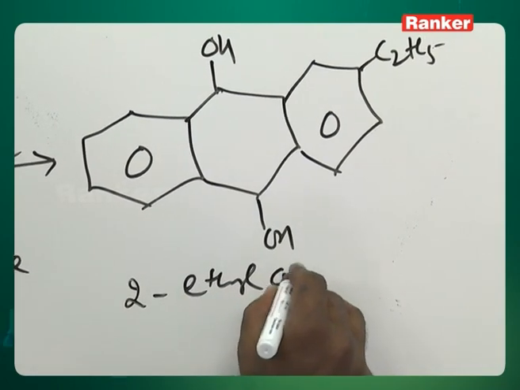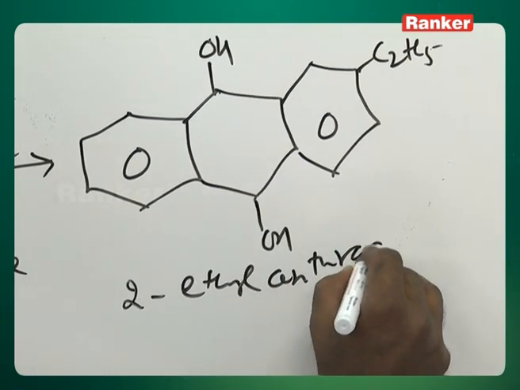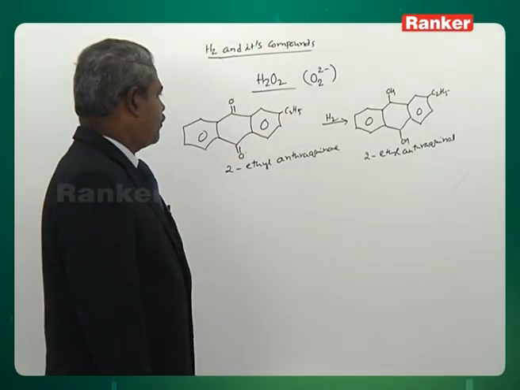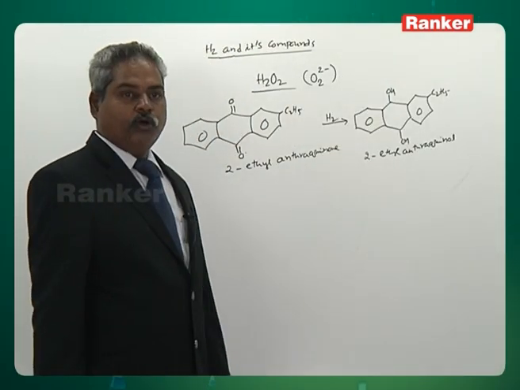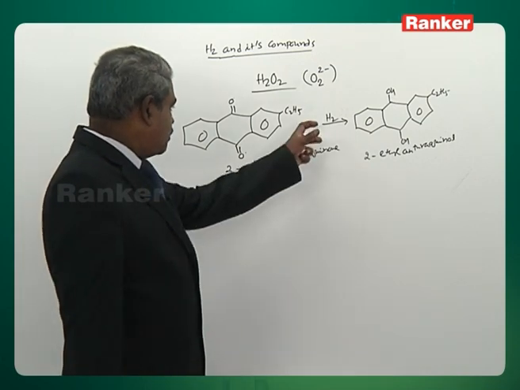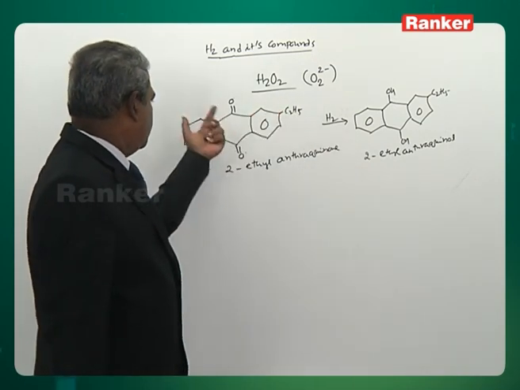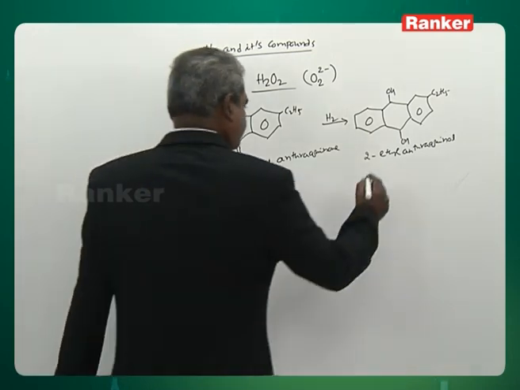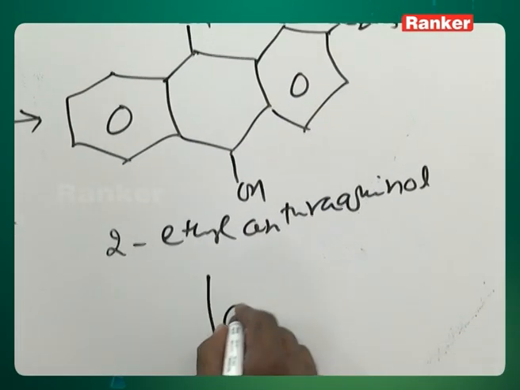Ethyl anthraquinol alcohol. Anthraquinone is converted to anthraquinol, which means just hydrogens are held by this molecule. This molecule has held hydrogens in its hand. Then I heat that with oxygen of air.